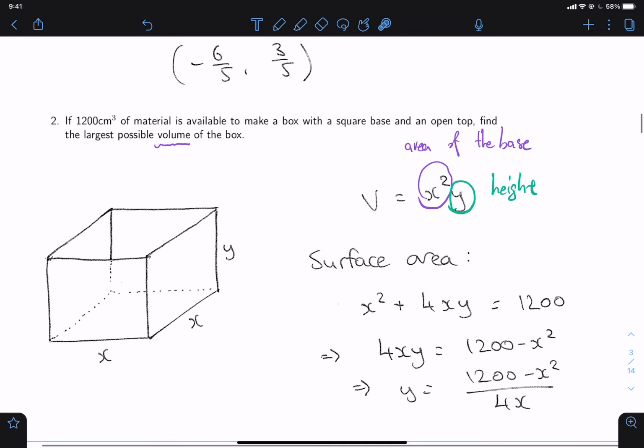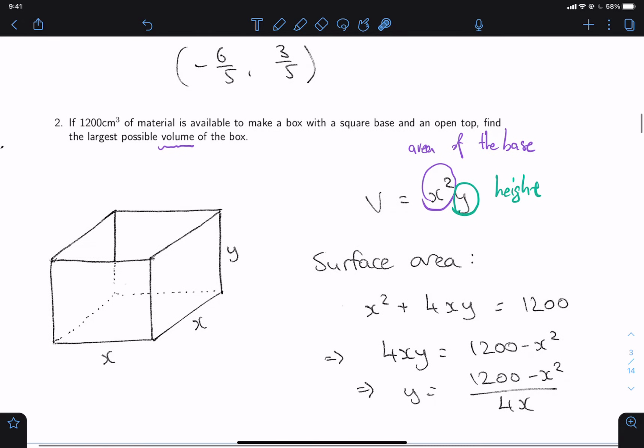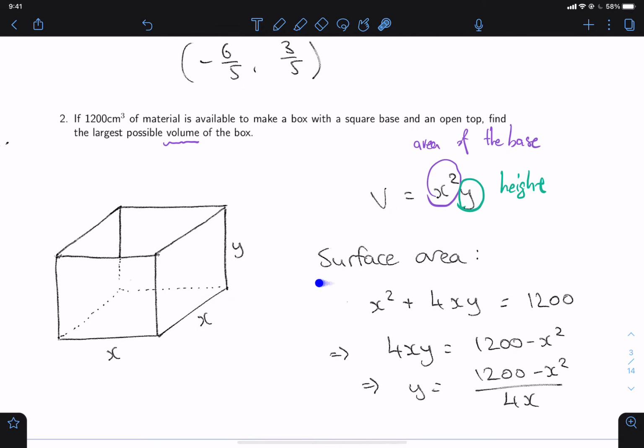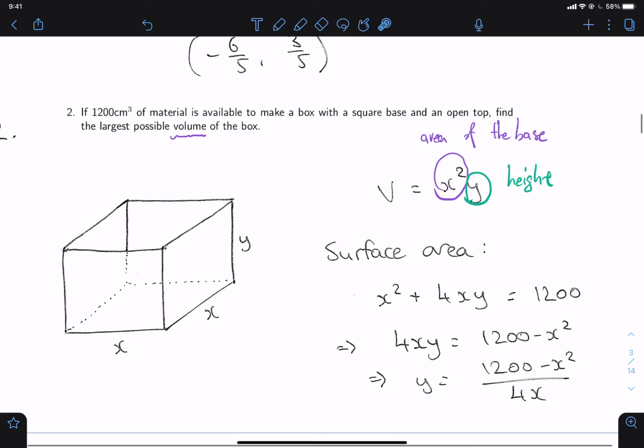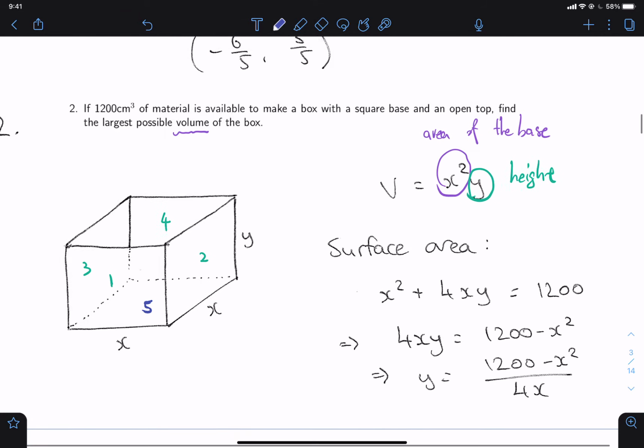So now we can express the volume in terms of x and y: that is x squared times y. But we also need to look at the surface area, because that is the amount of material we have. We cannot exceed this amount of material. So we're going to figure out the surface area in terms of x and y. That includes 4 sides, 1, 2, 3, 4, the front side, the second side, 3 and 4. And also the bottom, that's the fifth one. We don't have the top.